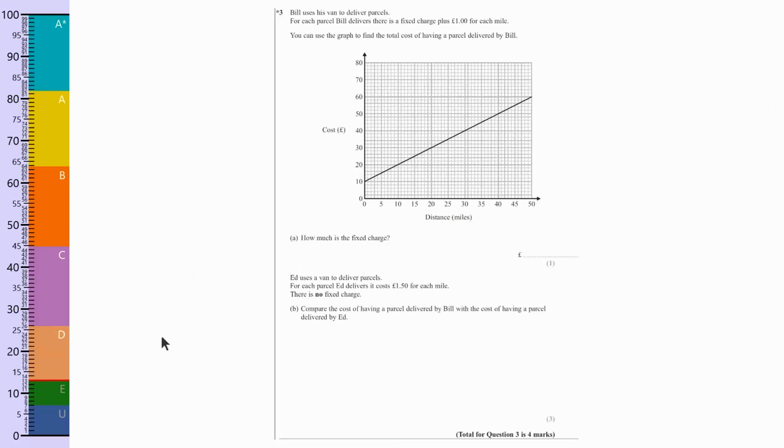Okay, this is question 3. You can see that we've just hit a D grade if we get question 3 correct, which is very, very good. So pause the video now and have a go.